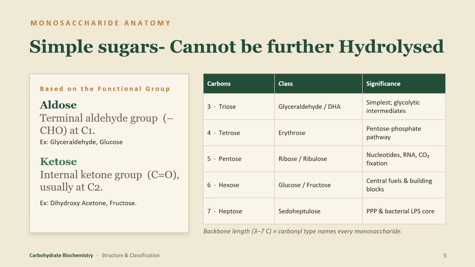Okay, and next one is glucose and fructose. If it is the aldehyde group, then we call it glucose, and if it is the ketone group, we call it fructose. And depending upon the number of carbons, if it is 3 carbons, we call it triose, 4 tetrose, 5 pentose, 6 hexose, and 7 heptose. And we also gave the names here, right? Triose, glyceraldehyde or DHA; tetrose, erythrose; pentose, ribose or ribulose; hexose, glucose or fructose; heptose, sedoheptulose, right?